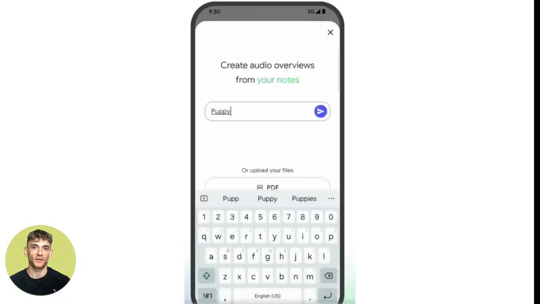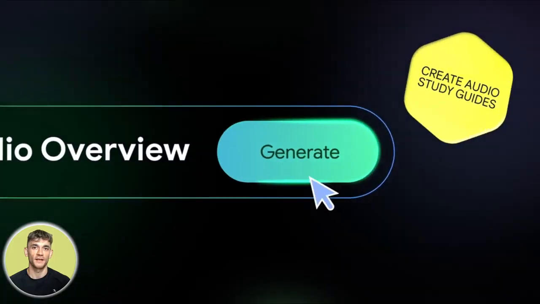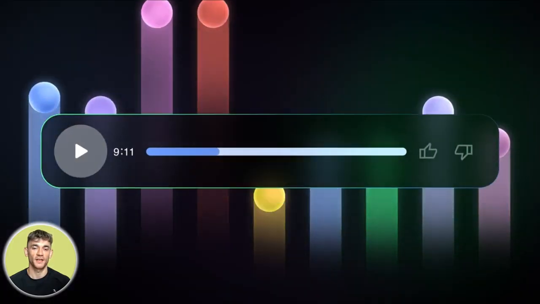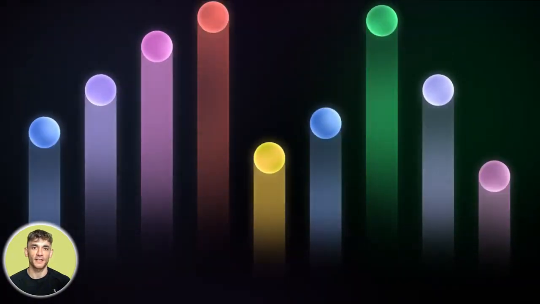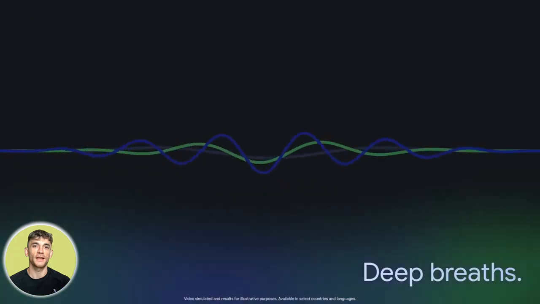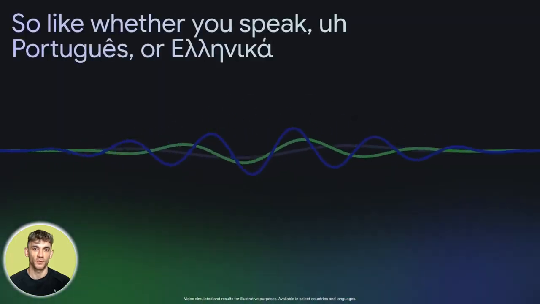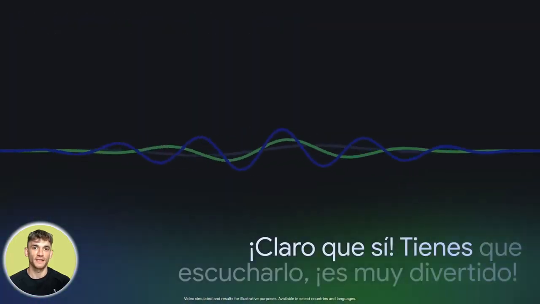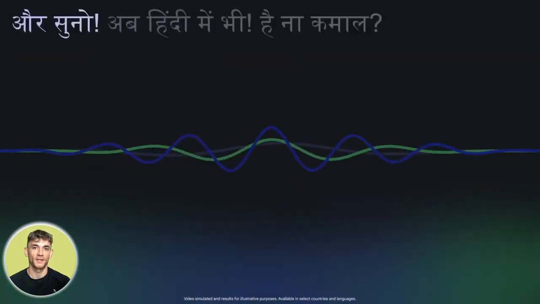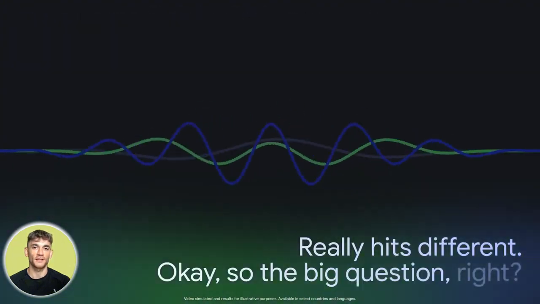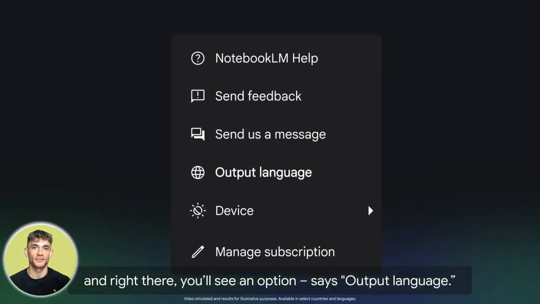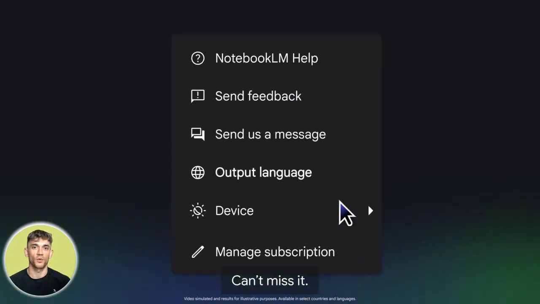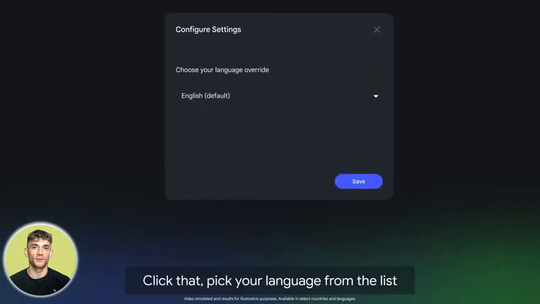Here is what you can generate from the Studio panel. Audio overviews. One click and NotebookLM generates a podcast-style conversation between two AI hosts who break down everything in your uploaded sources. It sounds genuinely natural and not robotic. They discuss the content, explain the key ideas, and even push back on each other. You can also enable interactive mode and literally join the conversation, ask the host questions, and steer the discussion in real time. Audio overviews now work in over 80 languages.